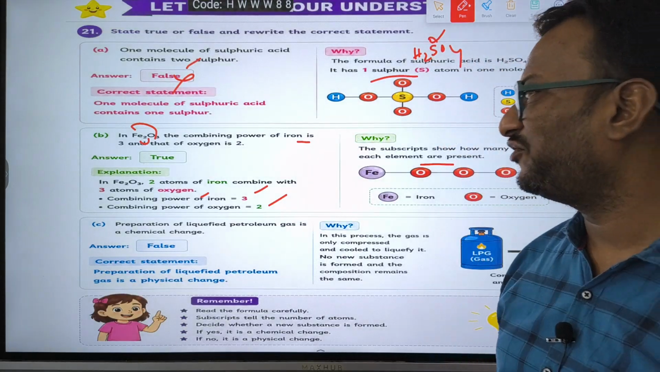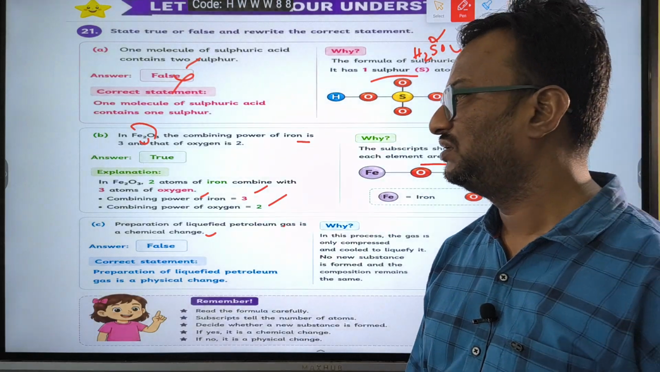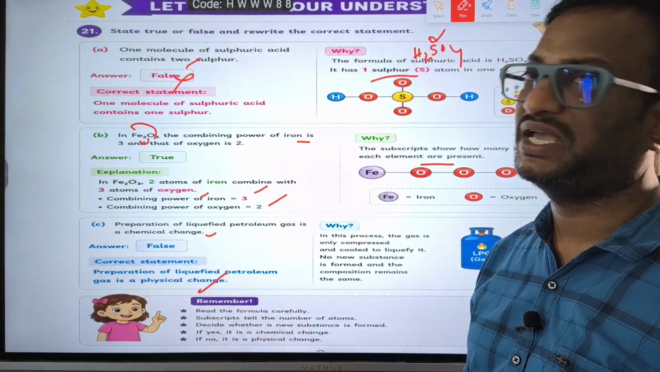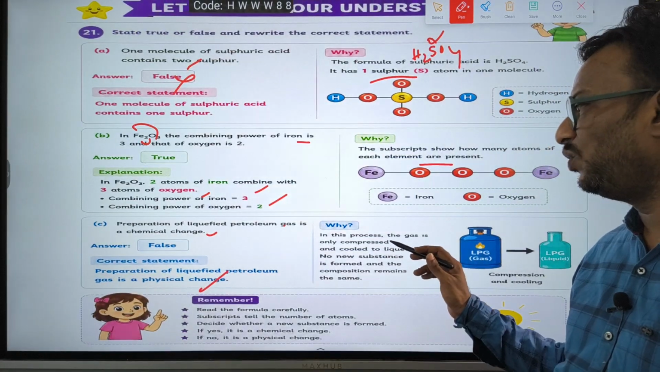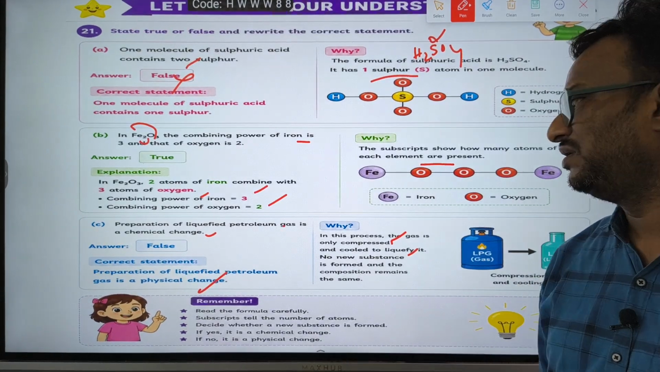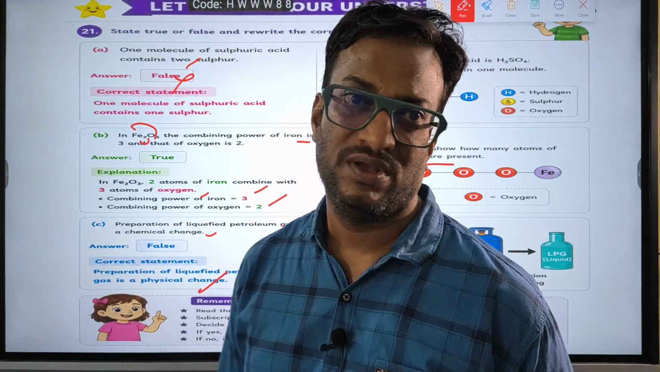The liquefaction of petroleum gas is a chemical change. False. The correct statement is that liquefaction of petroleum gas is a physical change. Only a change of state takes place. In this process, the gas is only compressed and cooled to become liquid. No new substance is formed, so the composition remains the same.